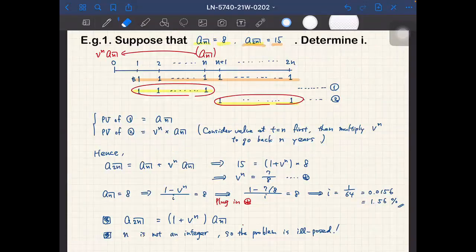And I would like to add one remark on this example. Although we have already solved i is equal to 1.56%, if we solve for n, it is not an integer. We assumed that n is an integer; actually, the problem assumes that n is an integer. But if we solve this, we get n between 8 and 9. So this problem is ill-posed, even though we can solve it for i. So this is not really a good question.